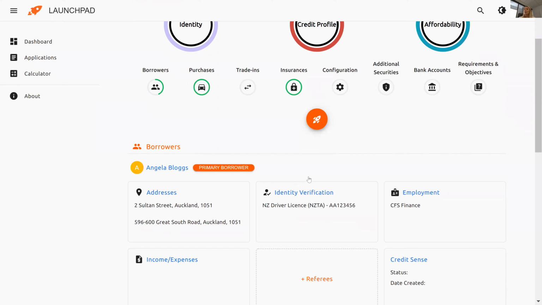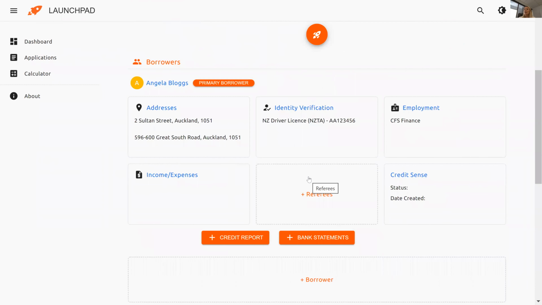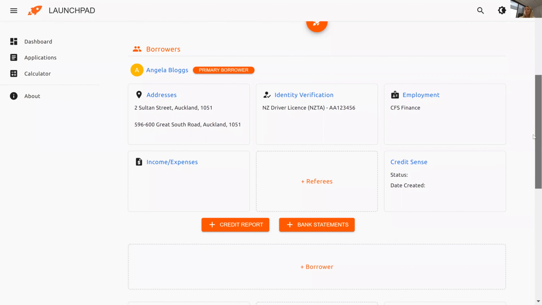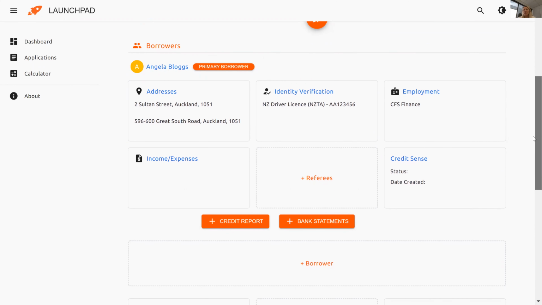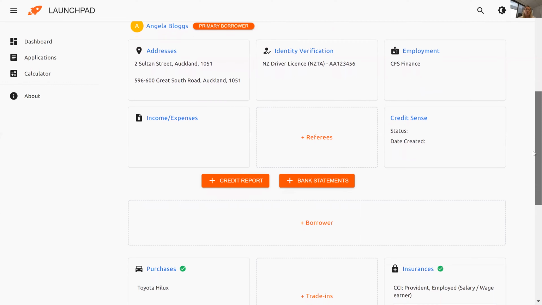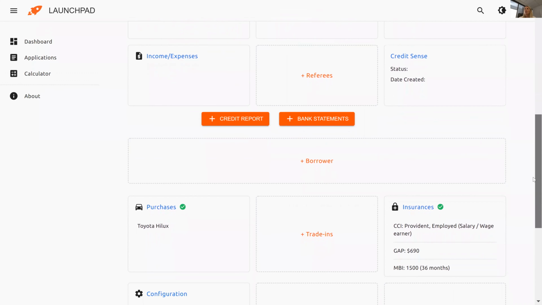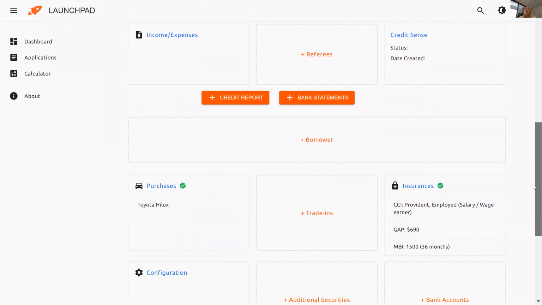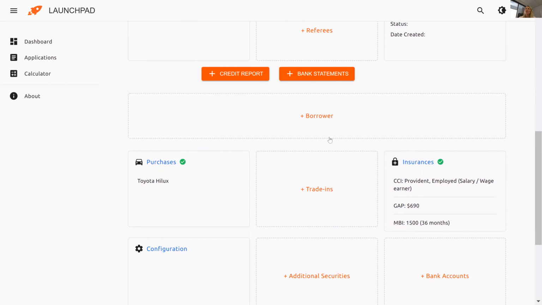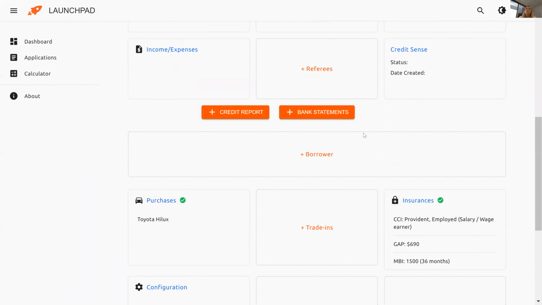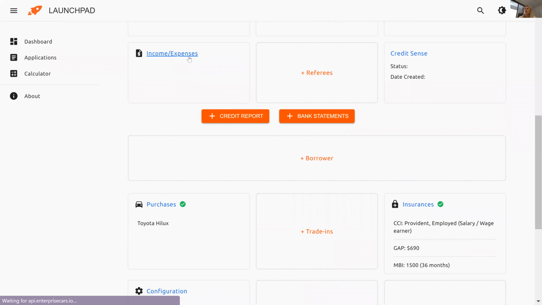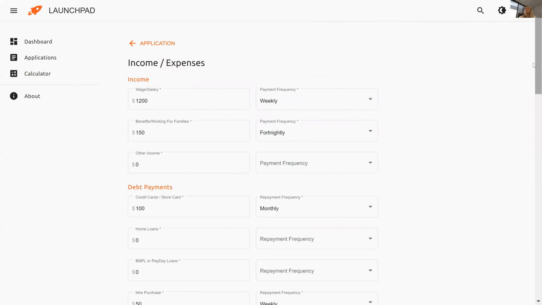Scroll down a little bit. So as you can see, we've done the address, we've done identity, we've done employment. Referees, look, you can pop them in there if you want to, but otherwise, if you don't have them, they don't need to be done until we get to the stage of documentation if the loan's approved. Okay. So if we go into, can we just click into D, the income and expenses piece, please, just to have a look. Okay, cool. So we don't need to do any more in here.